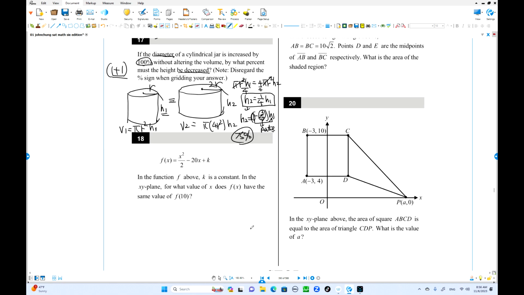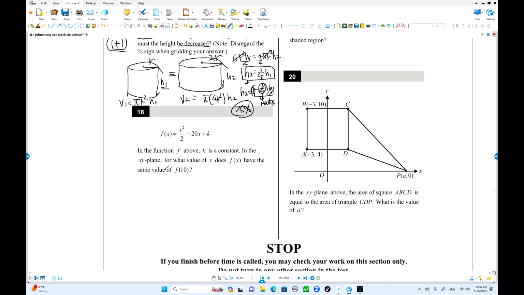All right, number 18. Okay. For what value of x does f of x have the same value as f of 10? Okay. So because this is a quadratic, we have another point there, right? Because of a quadratic, always. Same distance to the right, to the left, they have the same height always. Because this is a parabola, okay?